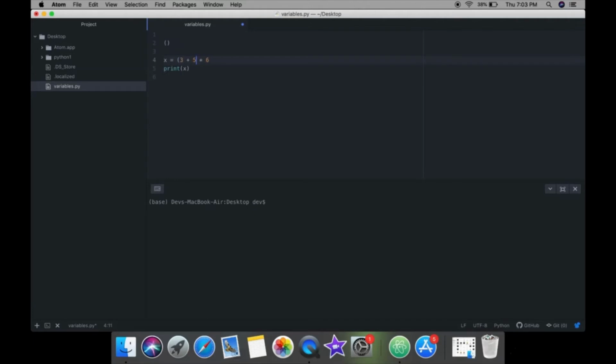So here if I have the bracket 3 plus 5 and then multiply 6, and I save this, command S, and run it here, I will get 48. So that's the thing here. And let me take another example, like x is equal to, first I need to add two numbers, that is 3 plus 5, and let me do the same with y.